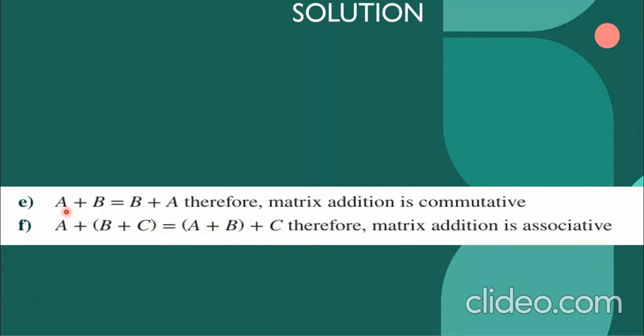So we found that matrix A plus B is the same as matrix B plus A. As a result of that, we can conclude by saying matrix addition is commutative.